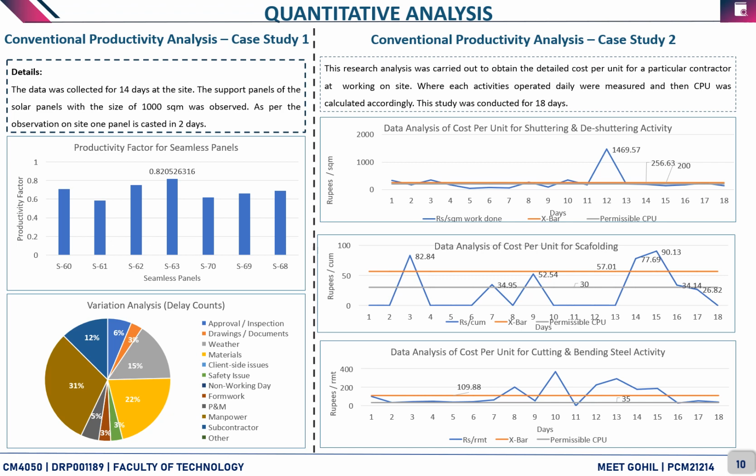Now, in all three graphs, for shuttering and deshuttering, the cost per unit given by the client or developer was 200 rupees per square meter. For cutting and bending steel, the permissible CPU was given as 35 rupees per running meter, and for scaffolding the given permissible CPU is 30 rupees per cubic meter.